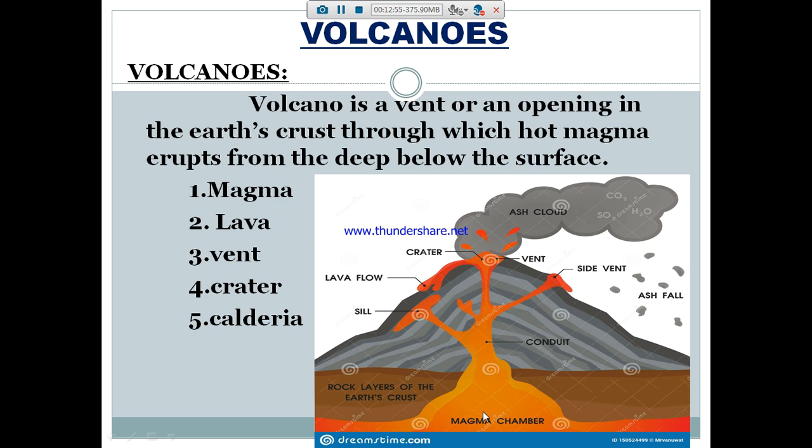When the temperature and the hot pressure increase, this magma will erupt through some holes. That whole mountain is called a volcanic mountain. It will erupt from the outer surface through some hole. This hole is called a vent.